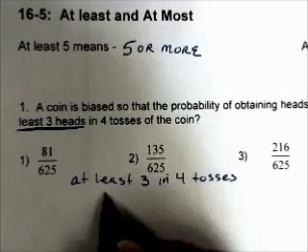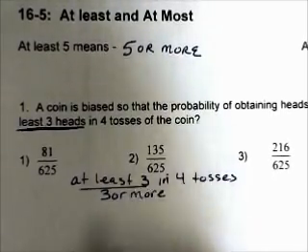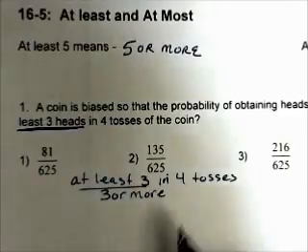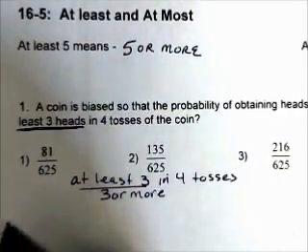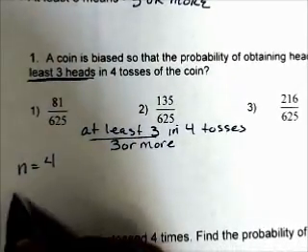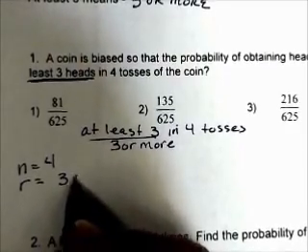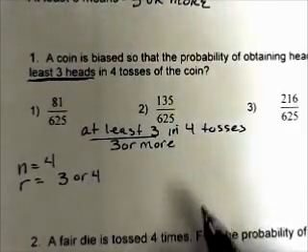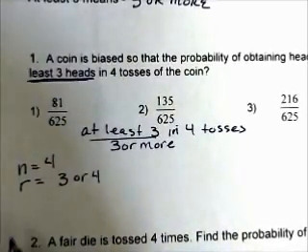Well, at least 3 means 3 or more. And 4 is our n value, the number of tosses. So n equals 4. r is 3 or more, so 3 or 4. We can't go over the number. We can only go up to the n value. Can't go over.